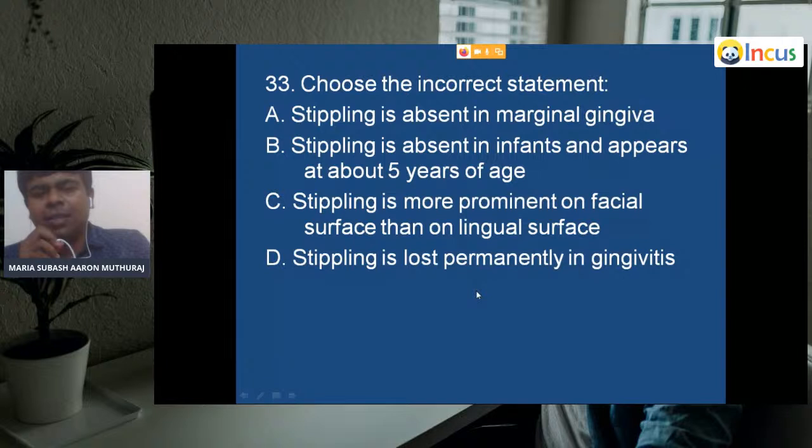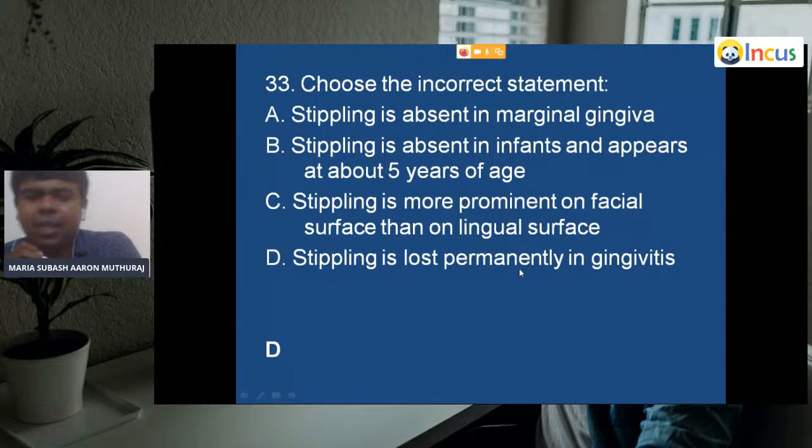But stippling is lost permanently in gingivitis? Stippling won't be lost permanently in gingivitis. Loss of stippling will be seen in gingivitis, but it is not a permanent phenomenon. With treatment, the stippling will be regained. The option will be D, because here the statement is wrong. It is lost only temporarily, because gingivitis is a reversible condition and can be easily reversed by treatment.